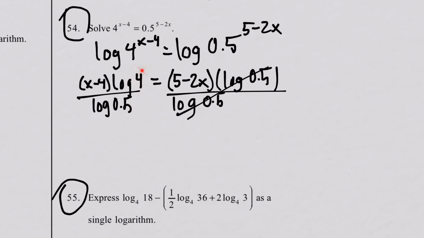The exponent of this one is 2. The exponent of this one is negative 1. So when I do this division, I am going to get negative 2. But again, you can check that with your calculator. Punch in log of 4 divided by log of 0.5. You're going to get negative 2.